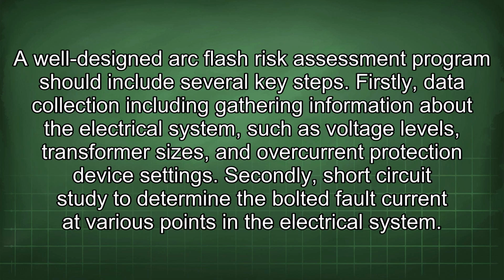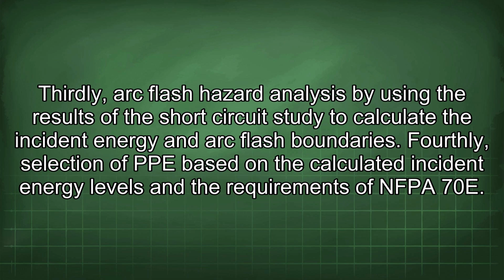A well-designed arc flash risk assessment program should include several key steps. Firstly, data collection, including gathering information about the electrical system such as voltage levels, transformer sizes, and overcurrent protection device settings. Secondly, short circuit study to determine the bolted fault current at various points in the electrical system. Thirdly, arc flash hazard analysis by using the results of the short circuit study to calculate the incident energy and arc flash boundaries. Fourthly, selection of PPE based on the calculated incident energy levels and the requirements of NFPA 70E.